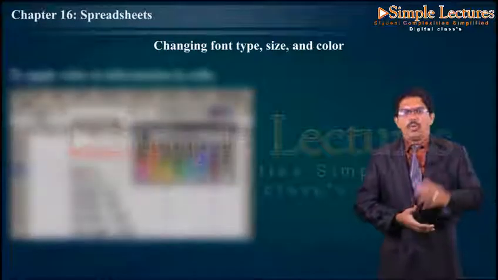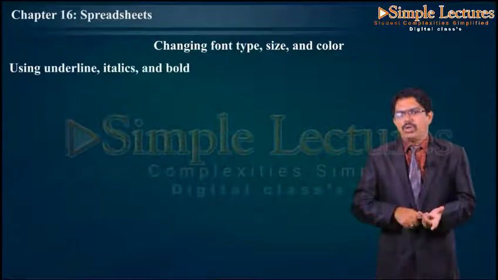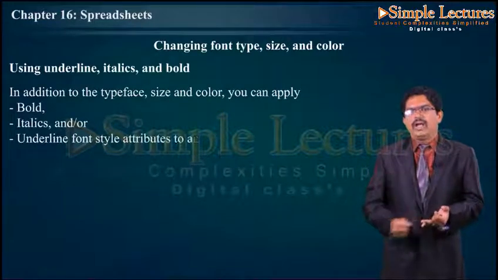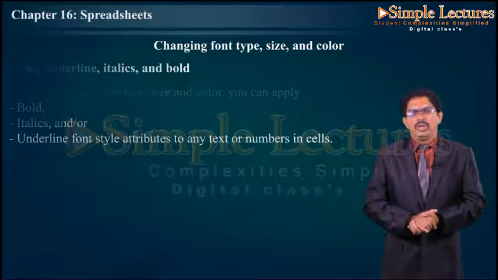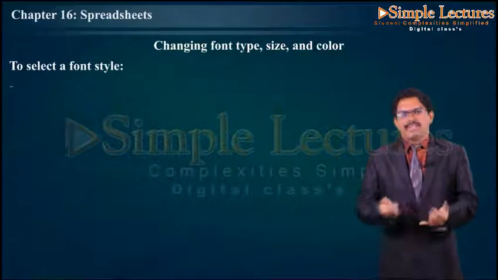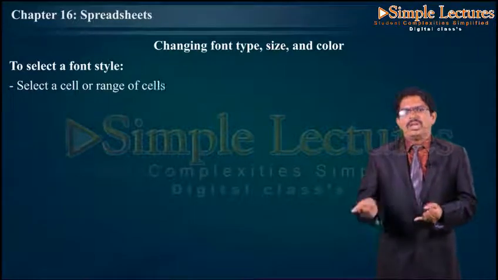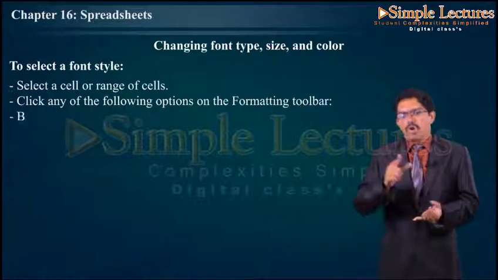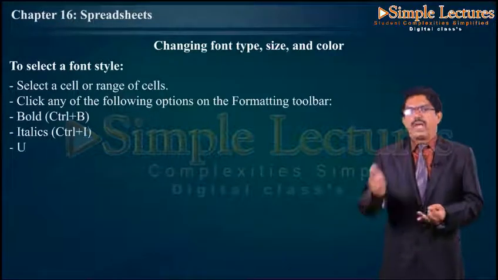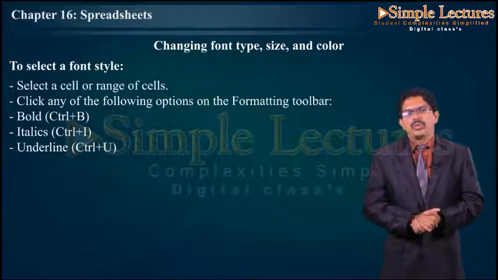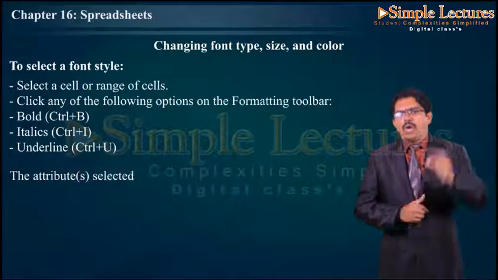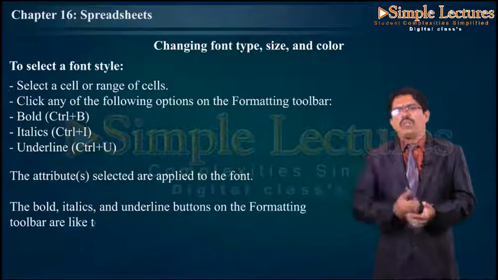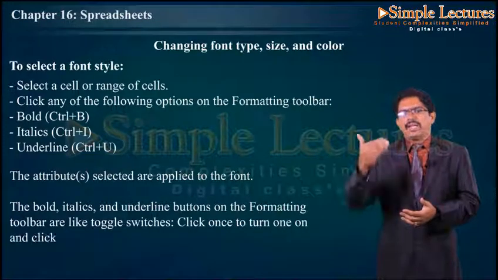Now, let us move to using underline, italics and bold. In addition to typeface, you can also apply bold, italic, underline. Now, let us see how to select a font style. Select a cell or range of cells. Click the following option. The shortcuts are: for bold, Ctrl plus B; for italic, Ctrl plus I; for underline, Ctrl plus U. The attributes are applied to a font. The bold, italic and underline are on the formatting toolbar. Once applied, we click again to turn it off.